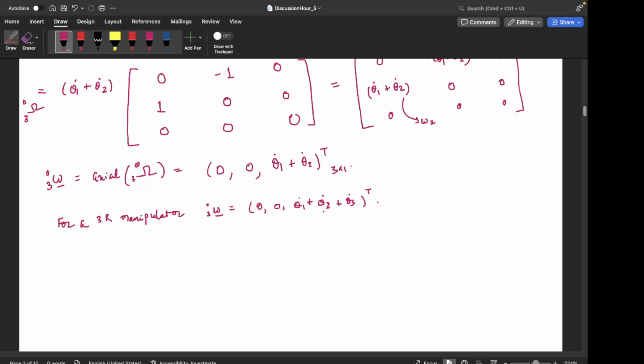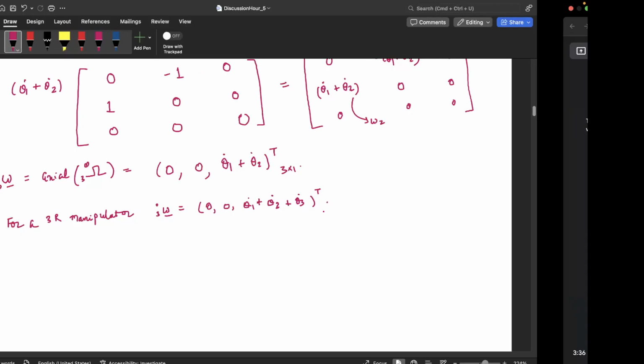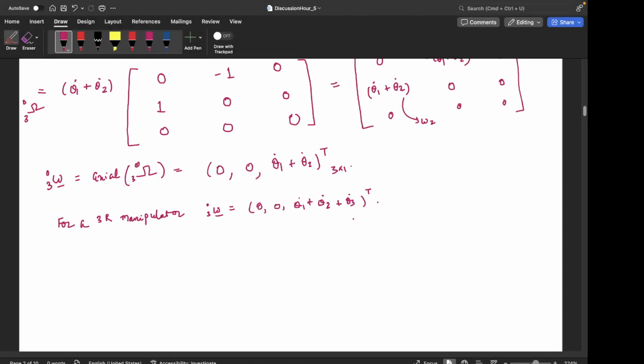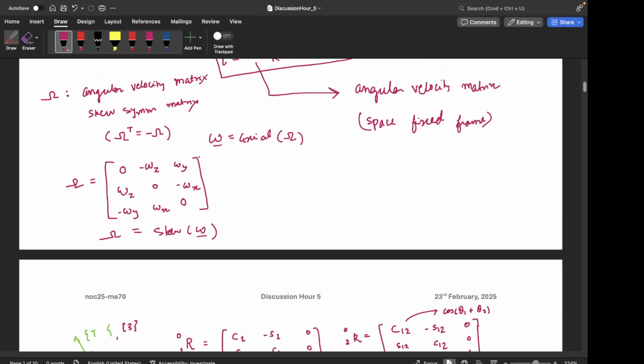Okay, now that we have the angular velocity, what we can do next is look at the skew symmetric and axial. You can understand these as two mathematical constructs. Okay, so why mathematical constructs? Because when we are dealing with rotations, these two entities basically come up.